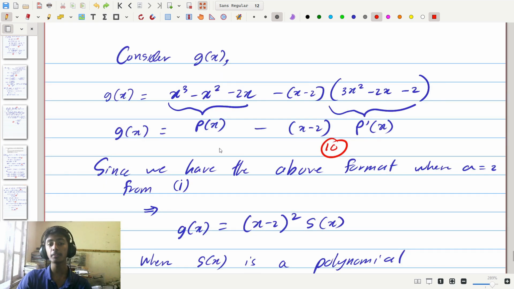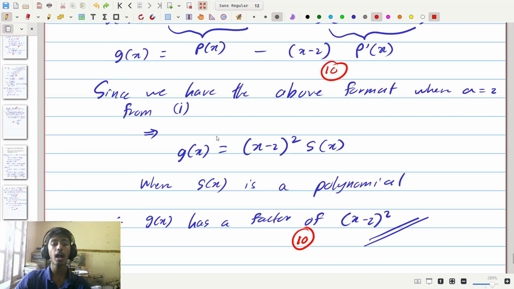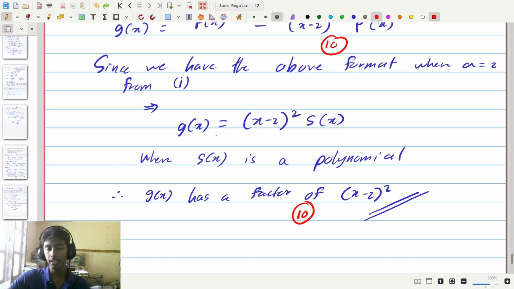Finally, when you establish the pattern here, where you have on the front p of x and p of x's derivative inside of the brackets multiplied by x minus a, where in this case a is equal to 2, you're going to get 10 marks. Afterwards, when you finally establish the connection, resubstitute and see that g of x must be equal to x minus 2 squared times some other polynomial s of x, you're going to get another 10 marks for finding that g of x has a factor of x minus 2 squared.